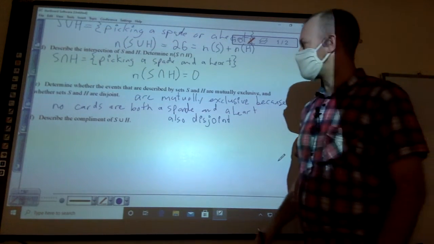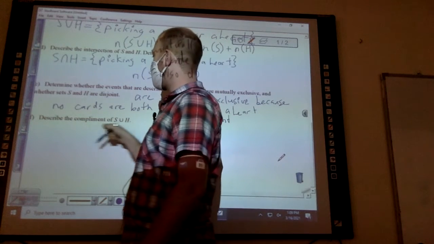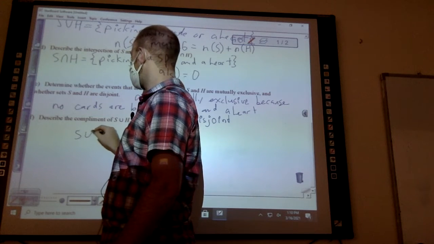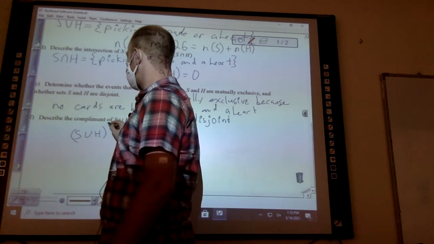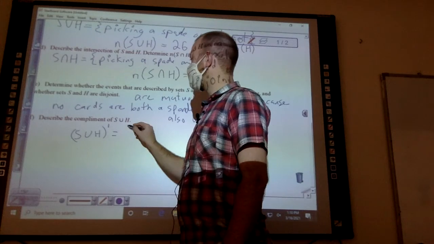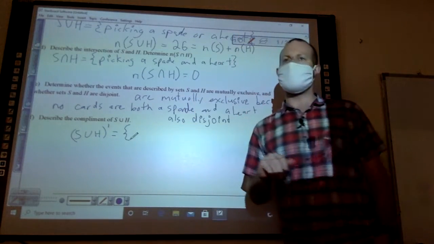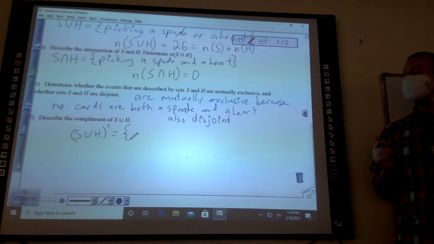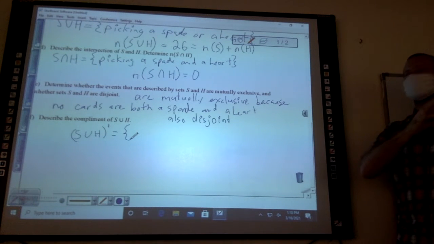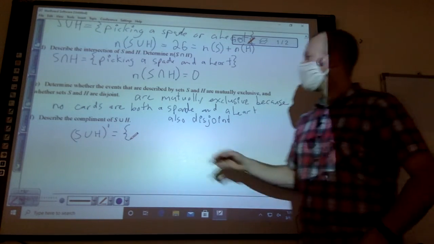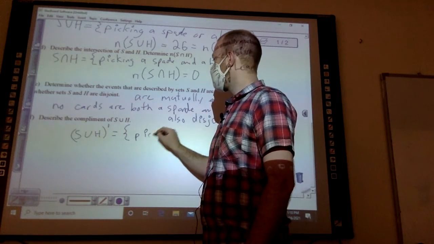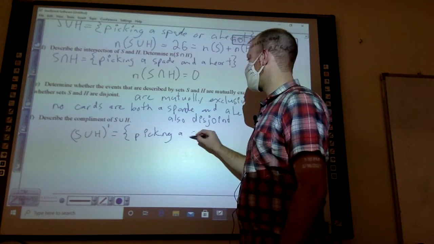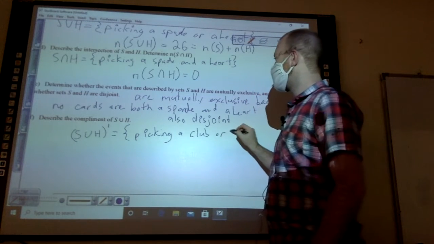So one last thing with this. If we want to define the complement of S or H, what would be everything that's not a spade or a heart? Diamond and club. So if I take away all the spades and hearts, I'm left with diamonds or clubs. So this would be picking what's left: picking a club or a diamond.